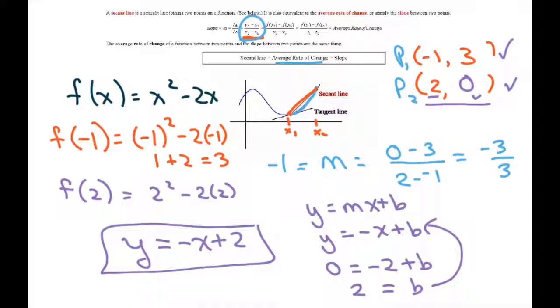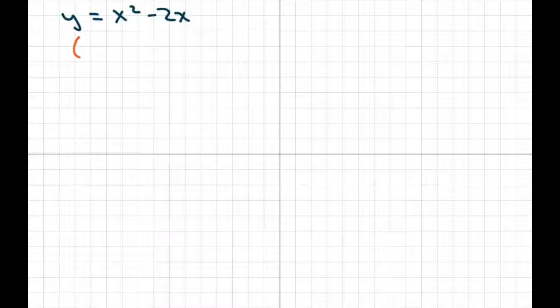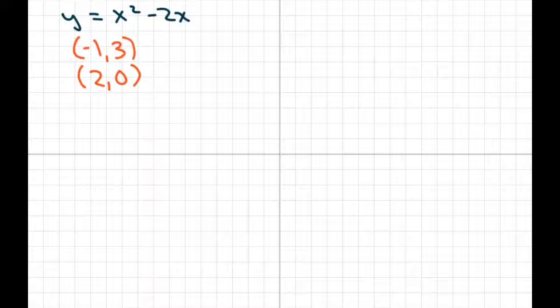So we have that, and then after that, all we have to do is graph it. So I need to remember these 2 points. So we have -1, 3, and 2, 0. Let me quickly write those down. And 2, 0. Let me plot those two first. -1, 3, 1, 2, 3. And 2, 0. It's right there.